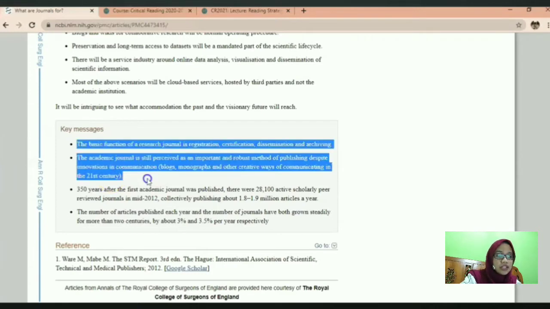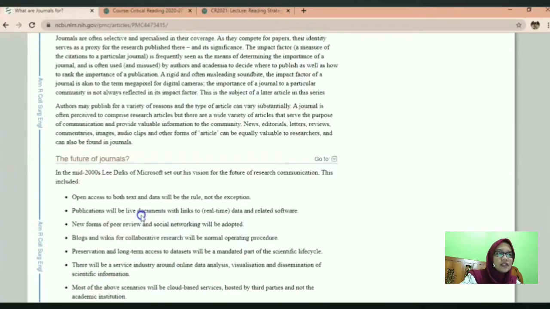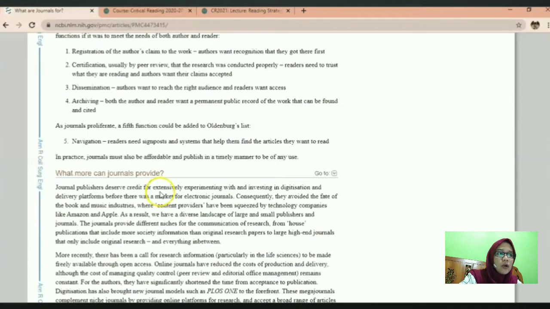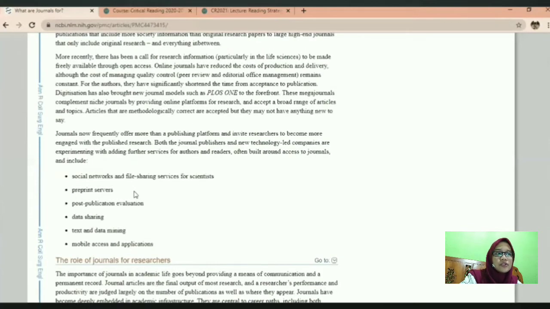After checking the key messages, I will scroll to the top and check the key headings of the article. The first key heading is what does a journal have to do? The second one is what more journals can provide? The third one is the role of journals for researchers. And the last one is the future of journals.